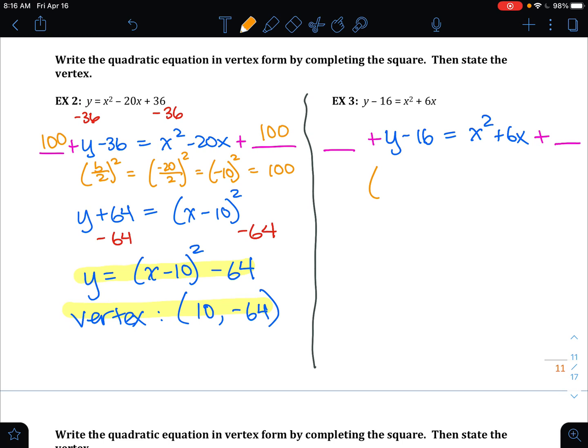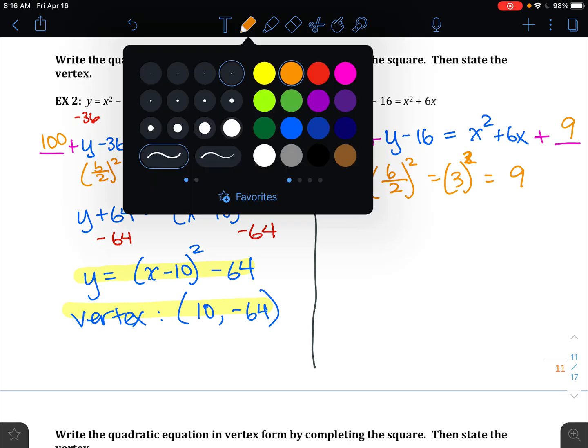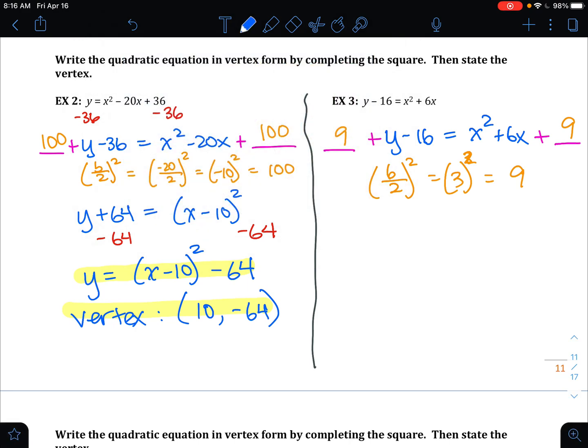All right, I am going to add in b over 2, 6 divided by 2 squared. 6 divided by 2 is 3, squared, and then 3 squared is 9. So I'm going to add in 9 on both sides. Okay, 9 minus 16 is negative 7, so I will have y minus 7 equals, and then my perfect square will factor into x plus 3 squared.